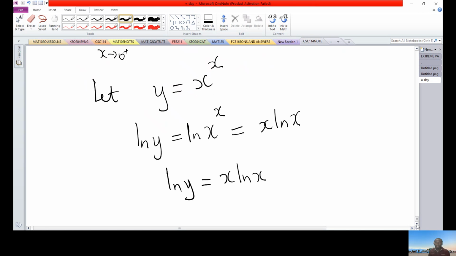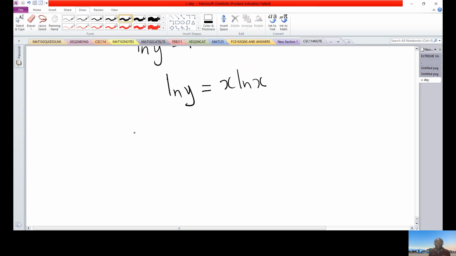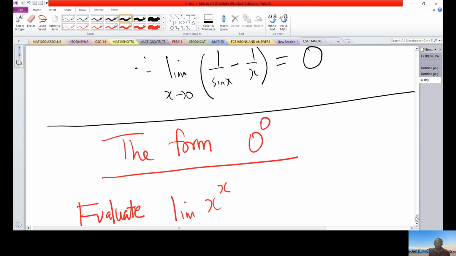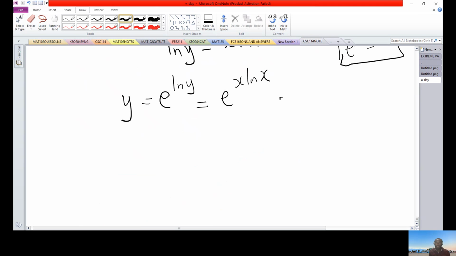Which means that now e raised to the power ln of y is the same as e raised to the power x ln of x. And remember, e raised to the power ln of y is the same as just y. So don't forget this property that e raised to the power ln of a is just a. So therefore, we are interested in finding the limit of this function x raised to the power x, which from the start we said let it be y. So call this equation 1.